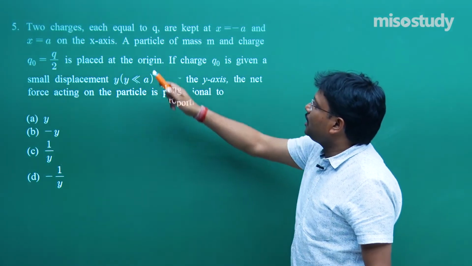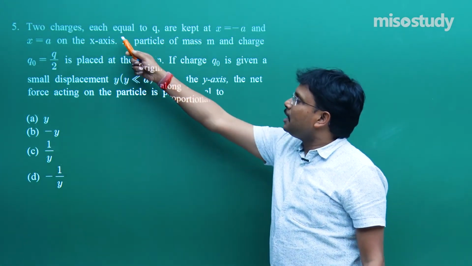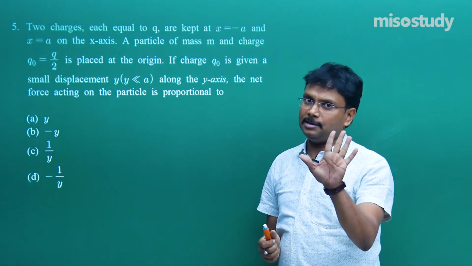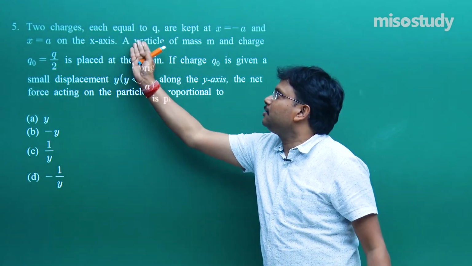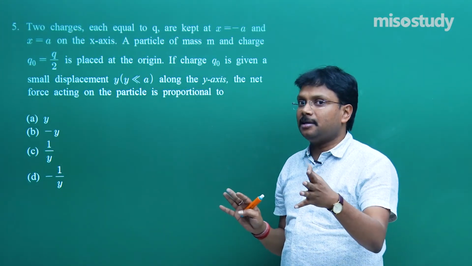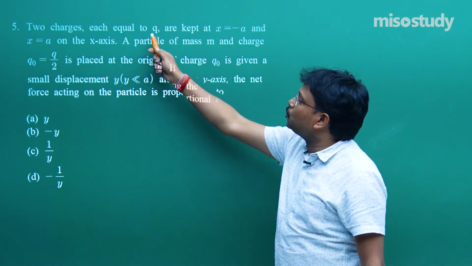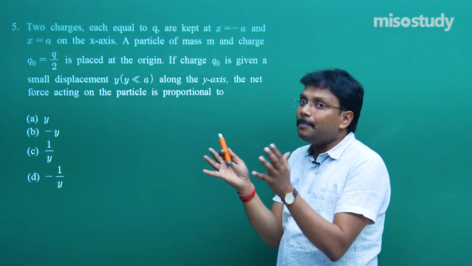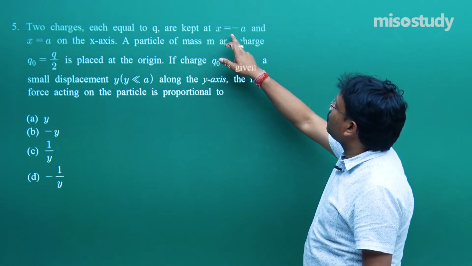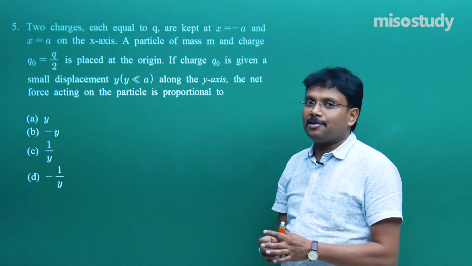Two charges each equal to Q. Now don't read anything else. It means if they are equal with sign, with magnitude, so they are going to repel at least. This conclusion I can draw just in these 5 words. Whether it is required or not required, but intelligent understanding is this, the meaning of these 5 terms, that these two charges are going to repel each other because their nature is same. Are kept at x is equal to minus a and x is equal to a on the x-axis.